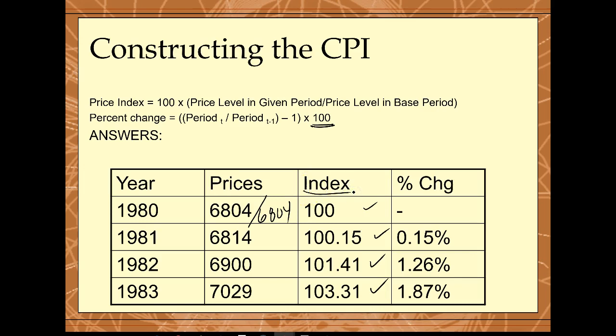Now that's the index. To figure out the inflation rate, we simply take this period divided by this period, minus 1, and times 100. For this value, we take this divided by this minus 1 times 100, and that's 1.26. For this value, we do the same and we get 1.87. So this is the annual inflation rate.